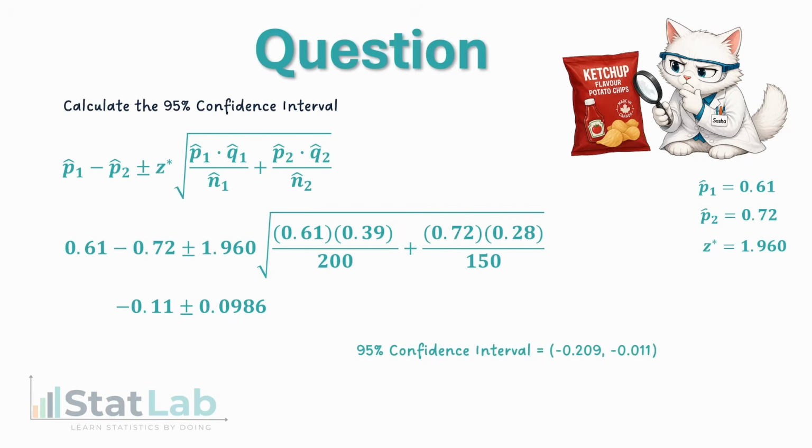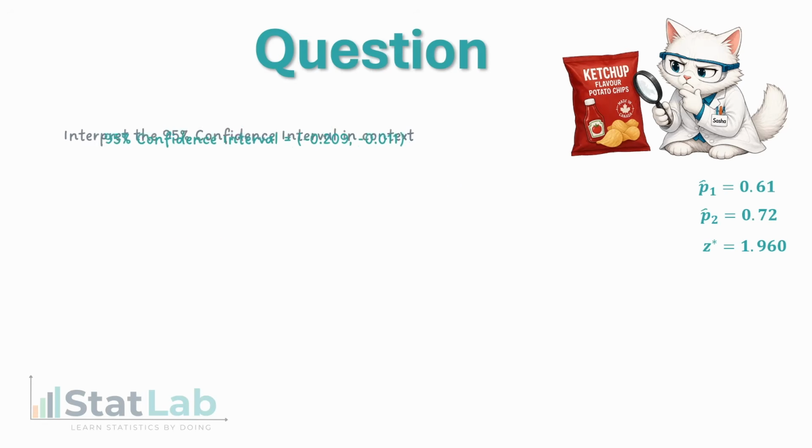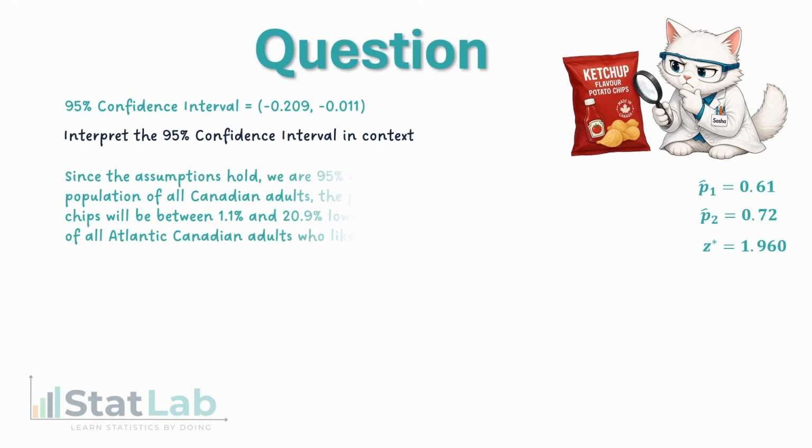So our 95% confidence interval of the difference between P1 and P2 is going to be minus 0.209 to minus 0.11. So the next thing we want to do, of course, is to interpret the confidence interval. And the wording for a two proportion is just slightly different, and you have to be careful with this. So I'm going to talk about a couple of different examples of the way it can sound. But first, let's do the one that we're working with.